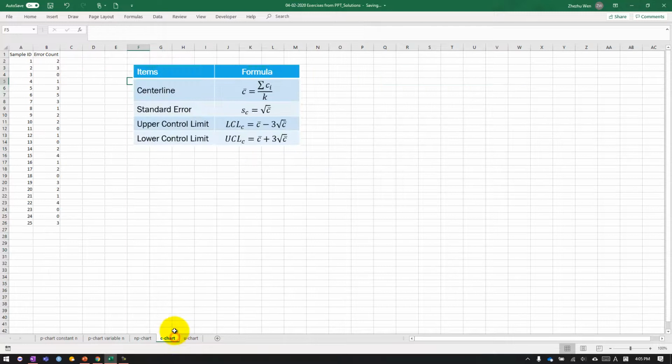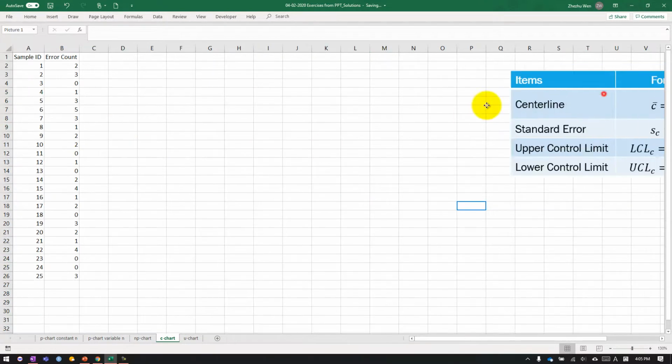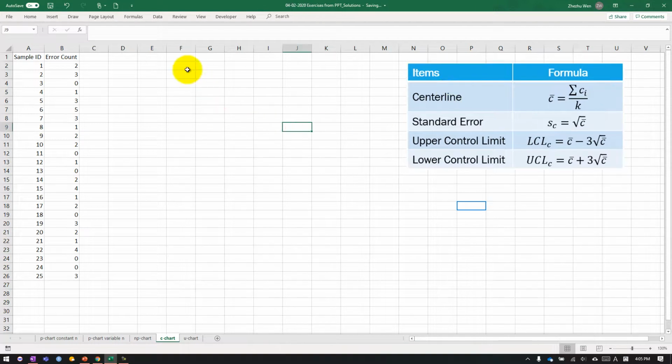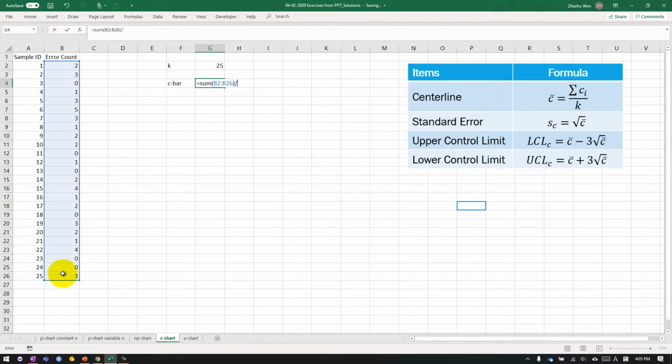Okay, for the C chart, let's move on. With the C chart, things are relatively simple, I think. The key here is K. K is 25. You don't need sample size. You only need to know the number of errors. So we do the C bar, which is your center line. It's the sum of all the errors divided by K. So the average error is 1.8 in each sample.